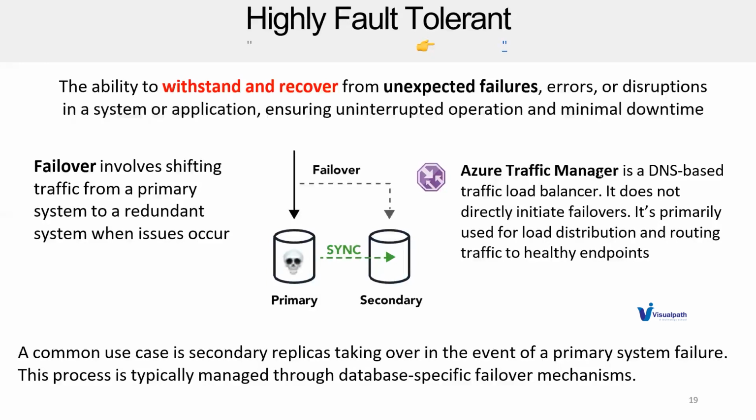Okay, so databases crash. You see something like the database getting crashed, or the servers going down, something of that sort. In such a case, what we need to do is provide another backup so that it will start acting as primary. That is what is called failover. I told you, right? Shifting the traffic from the primary to the redundant system when issues occur. The thing that is responsible is something like your Azure Traffic Manager. Okay.